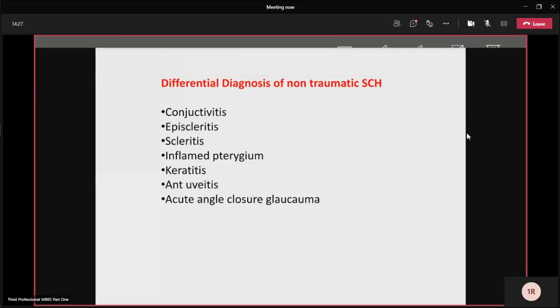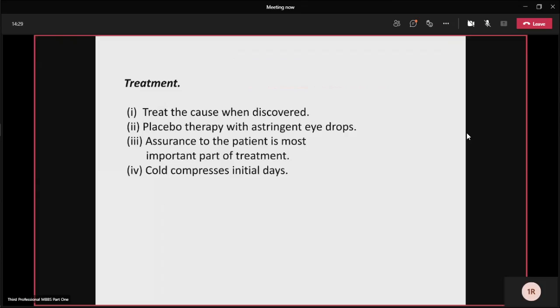Okay, so as per treatment, what we have to do, we have to find the cause. If it is traumatic, then we have to assure the patient that it will self-resolve. So you have to just assure the patient. Otherwise, the patient will become apprehensive. They will come again after 1 week. They will tell you this redness is not going. What will we do? So you have to assure them.